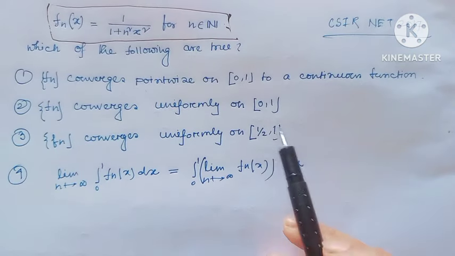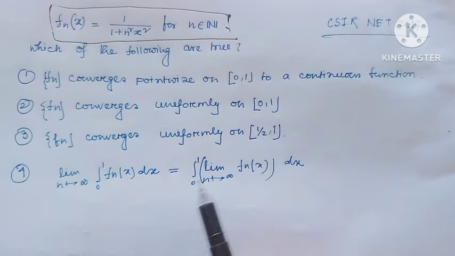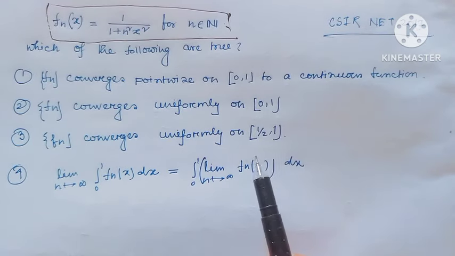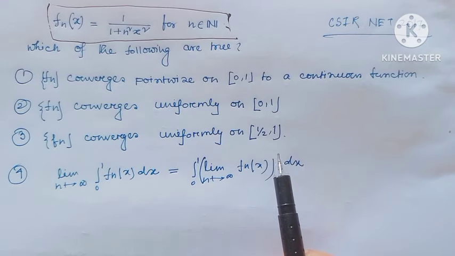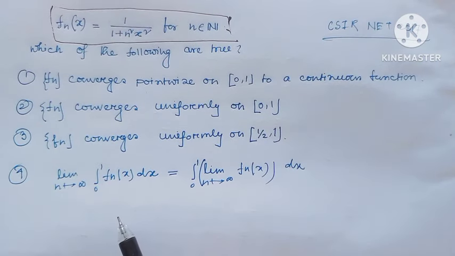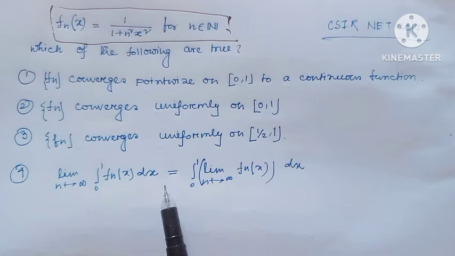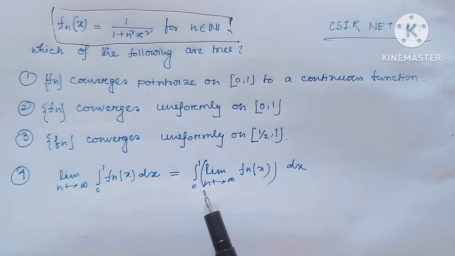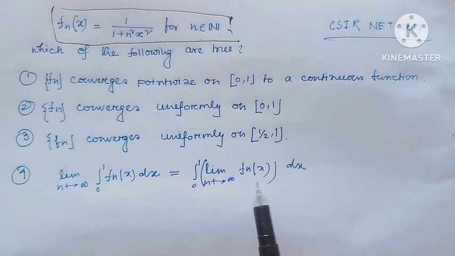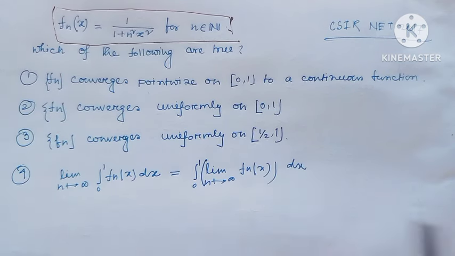Option 2, Fn converges uniformly on the closed interval 0, 1. Option 3, Fn converges uniformly on the closed interval half to 1. Option 4, limit n tends to infinity of the integration 0 to 1 of Fn(x) dx equals integration 0 to 1 of limit n tends to infinity Fn(x) dx. Which of the following statements are true?